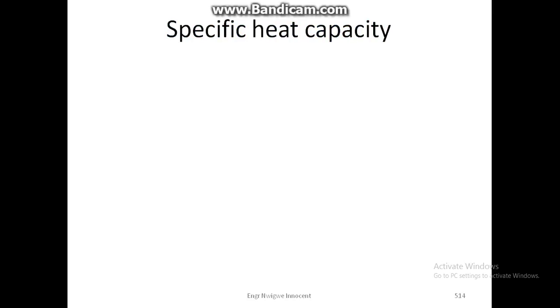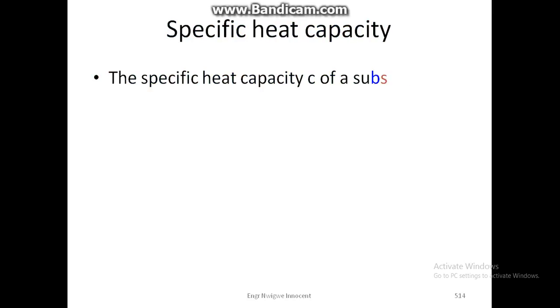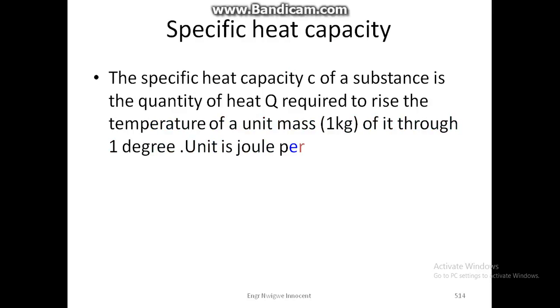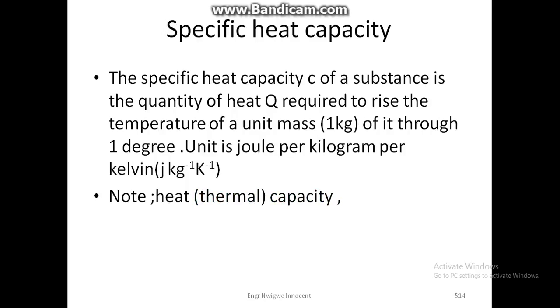Specific heat capacity. The specific heat capacity C of a substance is the quantity of heat Q required to raise the temperature of a unit mass, 1 kg, of the substance through 1 degree. Unit is joule per kilogram per Kelvin, J per kg per K.